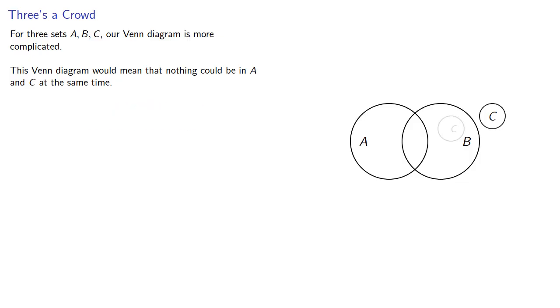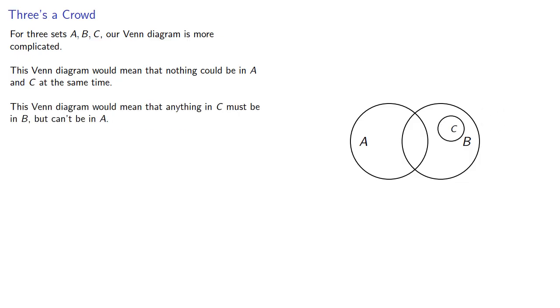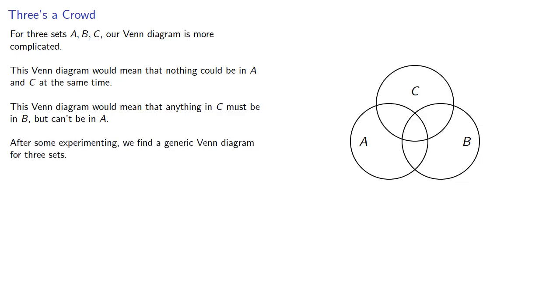If we drew it this way, this Venn diagram would mean that anything in C must be in B, but can't be in A. And after some experimenting, we find a generic Venn diagram that will work for three sets, and it'll look something like this.